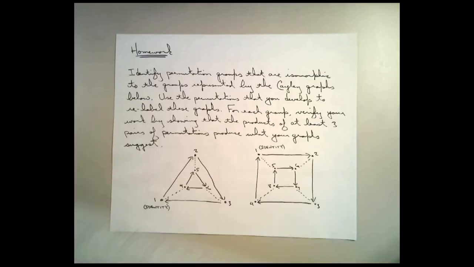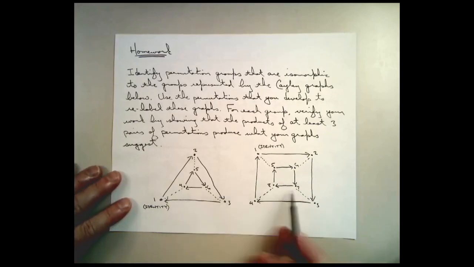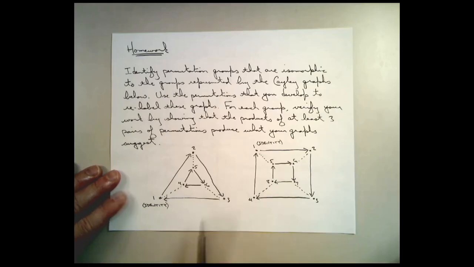So, a couple of homework problems I'd like you to do. What I want you to do is take the groups that are represented by these Cayley graphs down here, and identify permutation groups that are isomorphic to them. I'm going to do that similar to the way we looked at the two groups at the beginning of this video, Z4 and Z2 cross Z2.